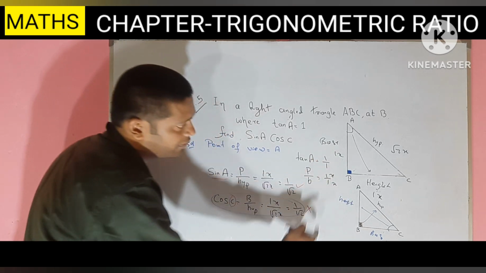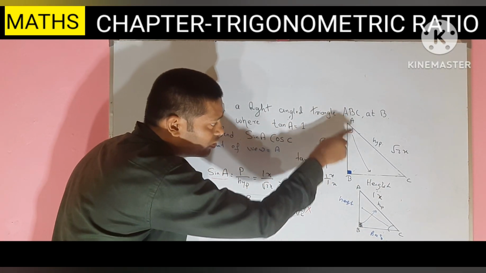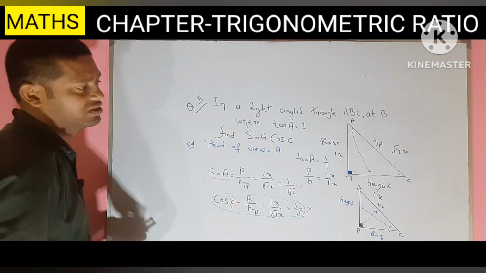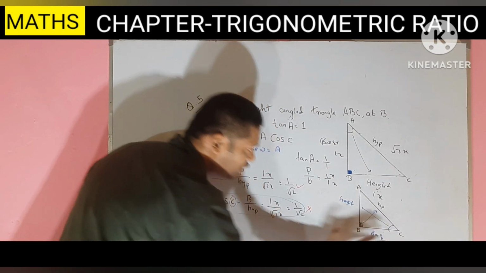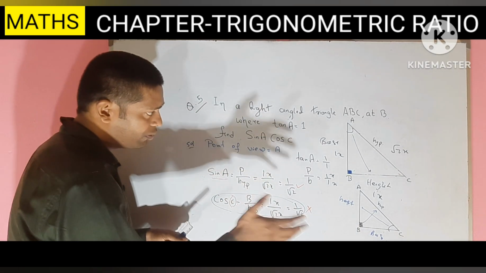So what is the difference? See, the height was this one. Why? Because the point of view was A, and according to that, the opposite will be height. So the point of view is C. So height is this one. So it got changed. Okay, so this is the diagram you will use for this case. So again we have to find everything, Pythagoras theorem, hypotenuse, height, everything.